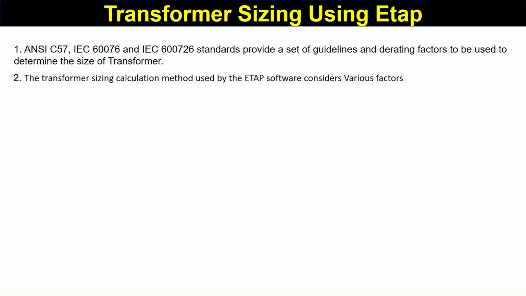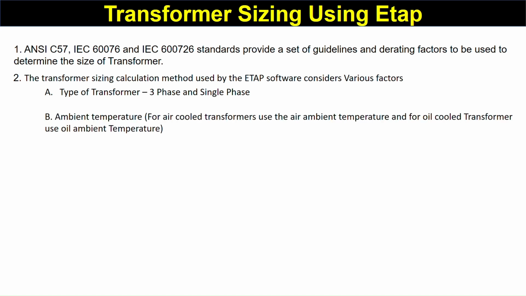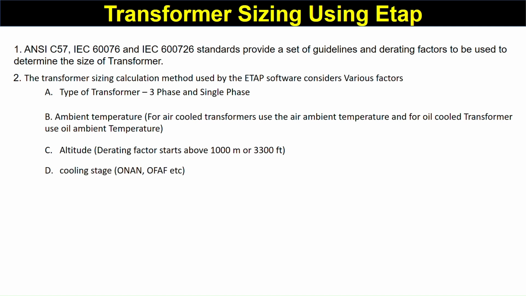The transformer sizing calculation method used by the Etap software considers various factors. First is the type of transformer, whether it is a 3-phase transformer or a single-phase transformer. Second is the ambient temperature. For an air-cooled transformer, use the ambient temperature of air, and for oil-cooled transformers, use the temperature of oil as the ambient temperature. Third is the altitude at which you are installing the transformer. The derating factor starts from above 1,000 meters. Up to 1,000 meters, do not consider the derating factor.